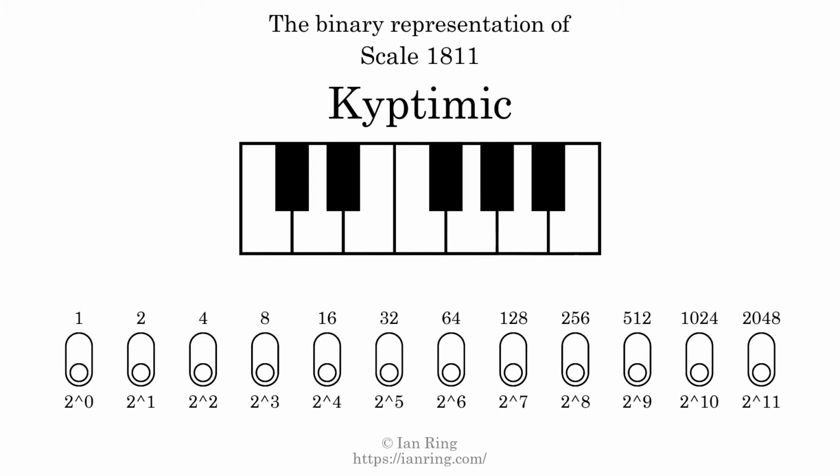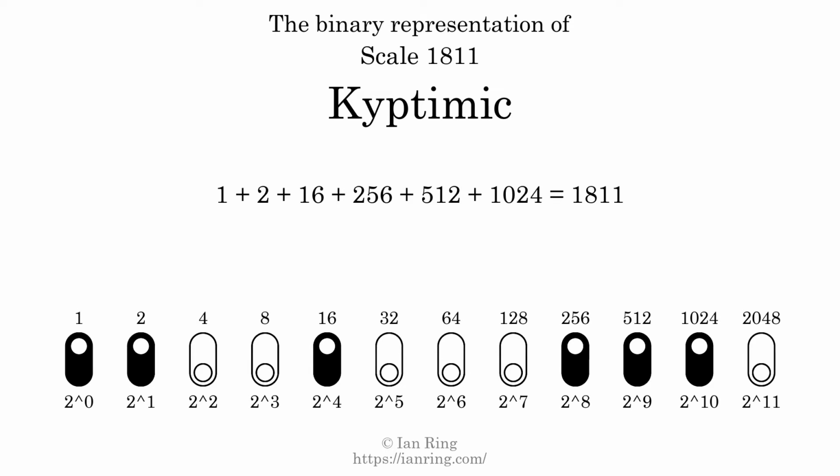The binary representation of this scale is determined by mapping tones of the scale to binary digits. Each binary digit represents a power of 2. To get the scale number, we add the powers of 2 together. The powers of 2 that are present in the scale, all added together, equals 1811. That is why the scale number, in decimal, is 1811.